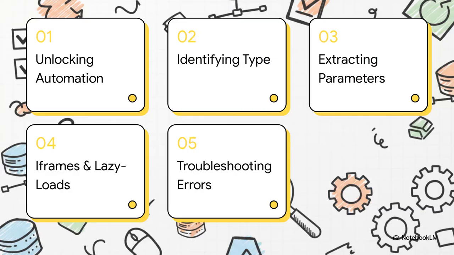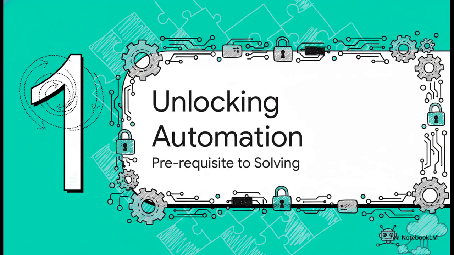Okay, real quick, here's our game plan. First, we'll talk about unlocking CAPTCHA automation, then identifying your specific CAPTCHA type. After that, we'll extract those key parameters, handle tricky iframes and lazy loads, and wrap up by troubleshooting common extraction errors. Section 1. Unlocking CAPTCHA automation, the prerequisite to solving.